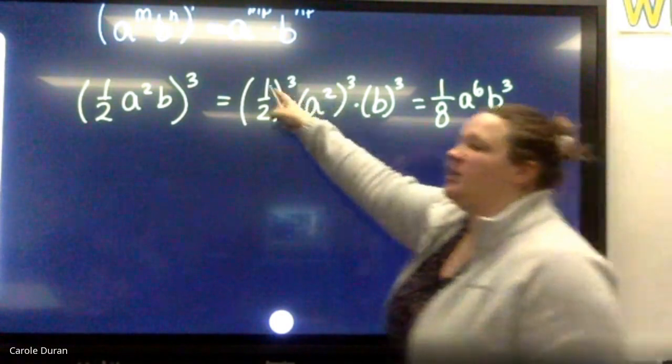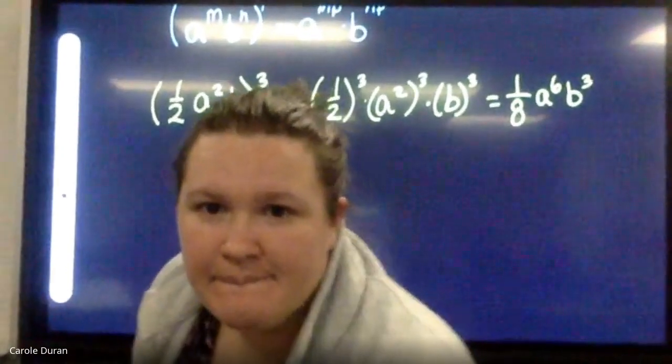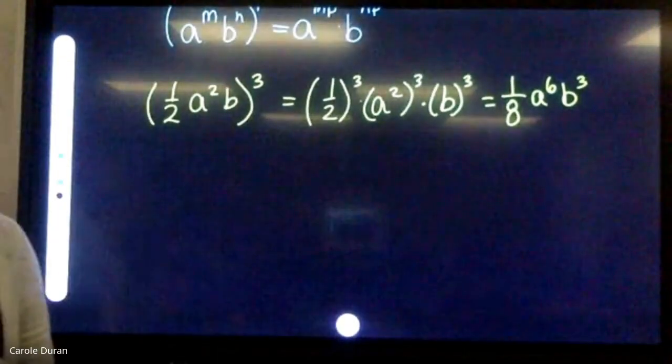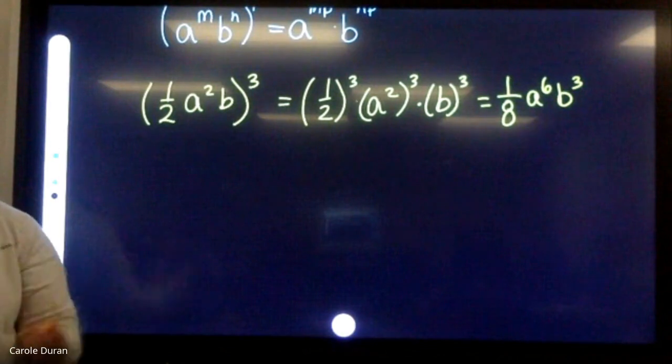1 cubed is just 1, so it didn't change anything. We always make this into real numbers, but this is where we will stop. So I have 1/8 a to the 6 b to the 3.